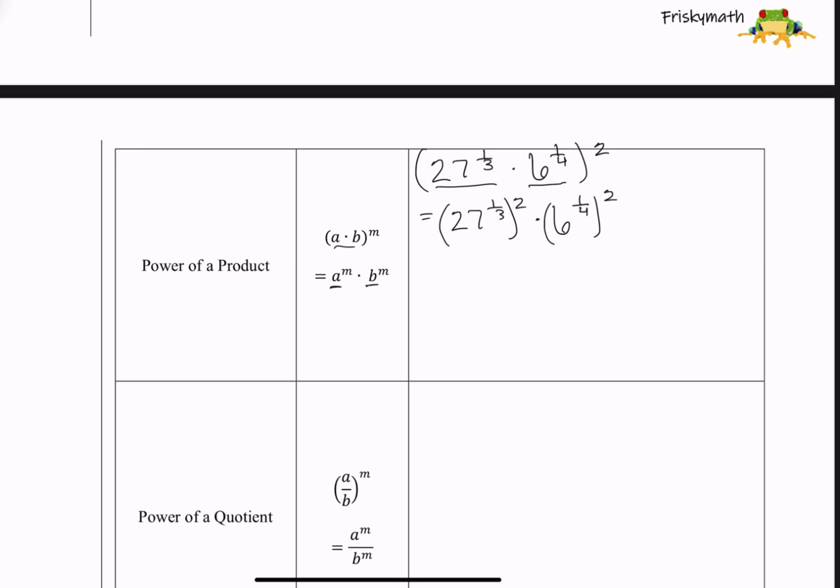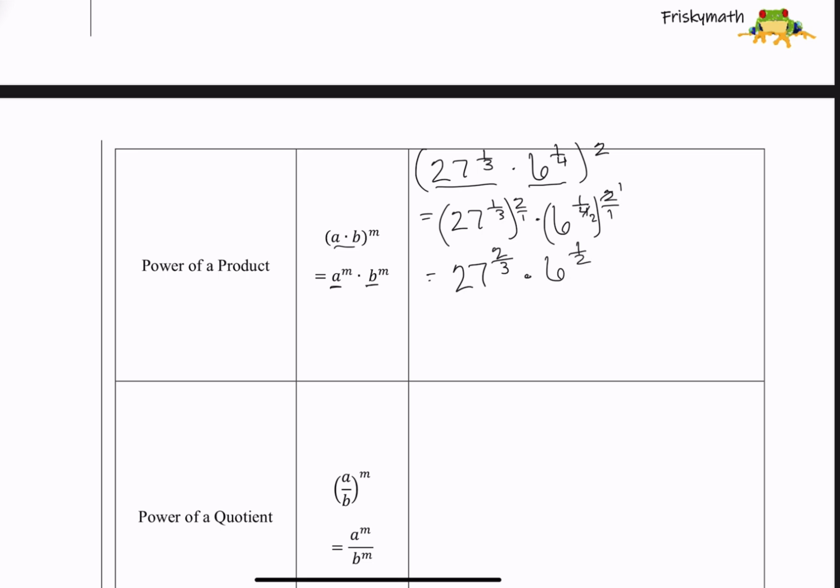Well, now I'm going to have to use the power of a power property, right? So I've got a power raised to a power, which means that you multiply the powers. So it looks like I'll have 27 to the 2/3 power. And then same thing, I've got 1/4 raised to the second power, or in other words, we're going to multiply 1/4 by 2. Now I can see that this is going to reduce. So really that's just going to be 6 to the 1/2 power.